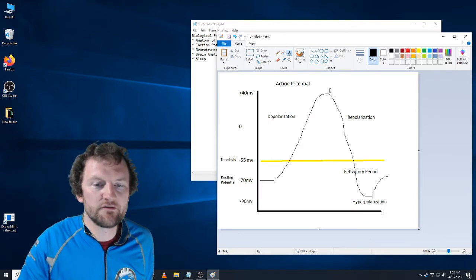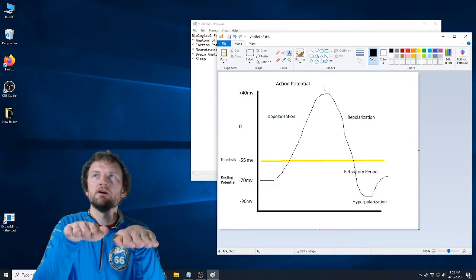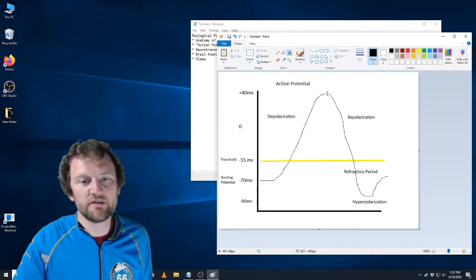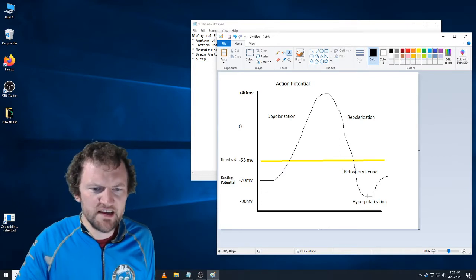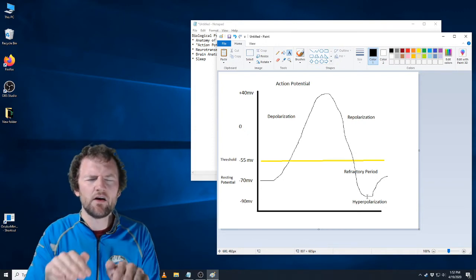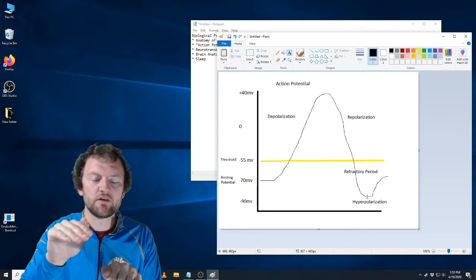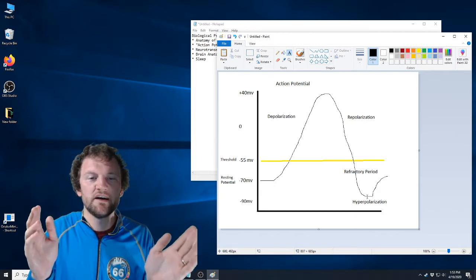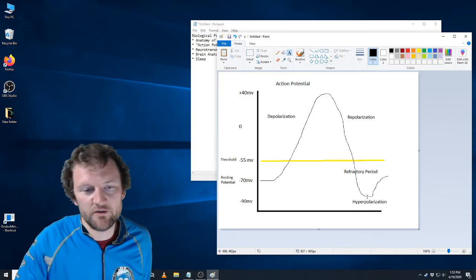Once it gets up to positive 40, the sodium gate closes and the potassium gate opens, making the potassium go outside, and that decreases the voltage because there's a bunch of positively charged potassium that leaves until it gets to negative 90. Then both of the gates close, except that now potassium is on the outside and sodium's on the inside, and there's a thing called the sodium-potassium pump, which slowly gets sodium and potassium back to where they were in the first place, which gets the charges back to where they were in the first place.